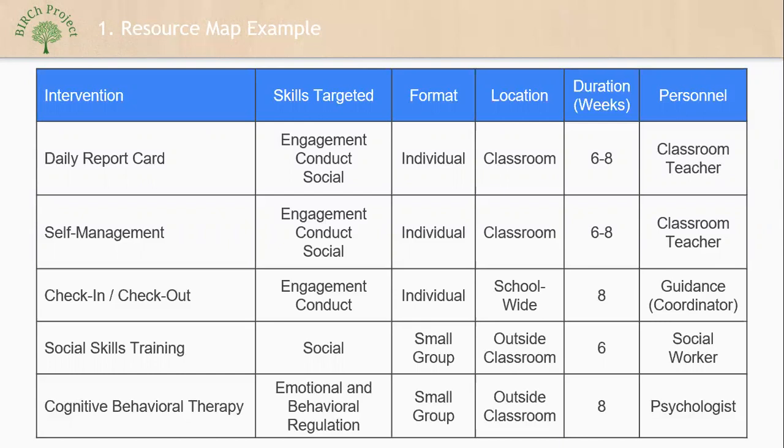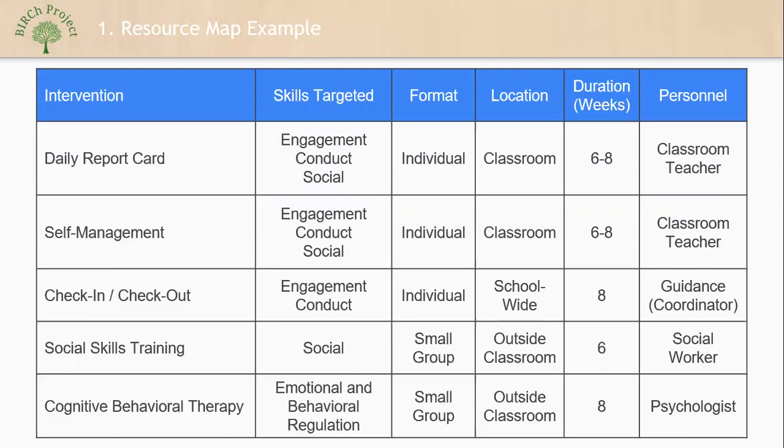For each intervention, it's important to consider what skills are being targeted by this intervention. For example, a daily report card might target engagement, conduct, or social skills. If the team can clearly articulate what skills are targeted by each intervention, then it makes it much easier to connect students based on skill deficits in their screening results to interventions that target those particular skills.